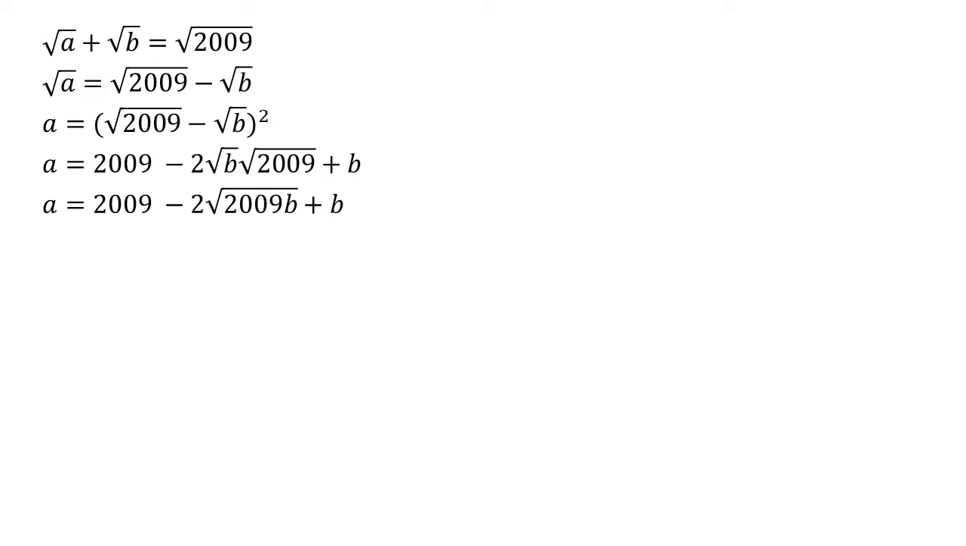I'm just going to bring the b and the 2009 together underneath the roots there. Now we know that a and b are integers, and obviously 2009 is an integer. So this means that 2 root 2009b must be an integer. But as the square roots of numbers are always either whole numbers or irrational, for 2 times the square root to be an integer, well, the square root itself must also be an integer.